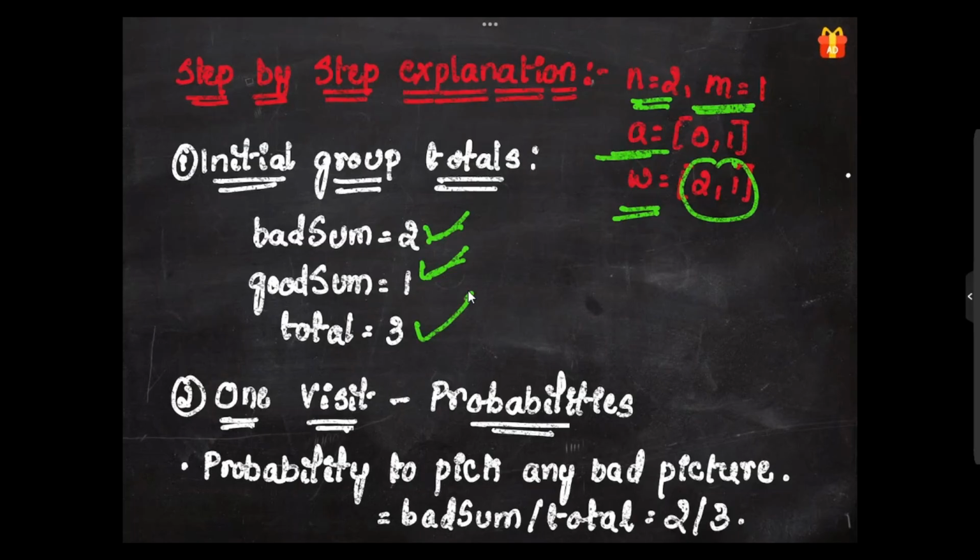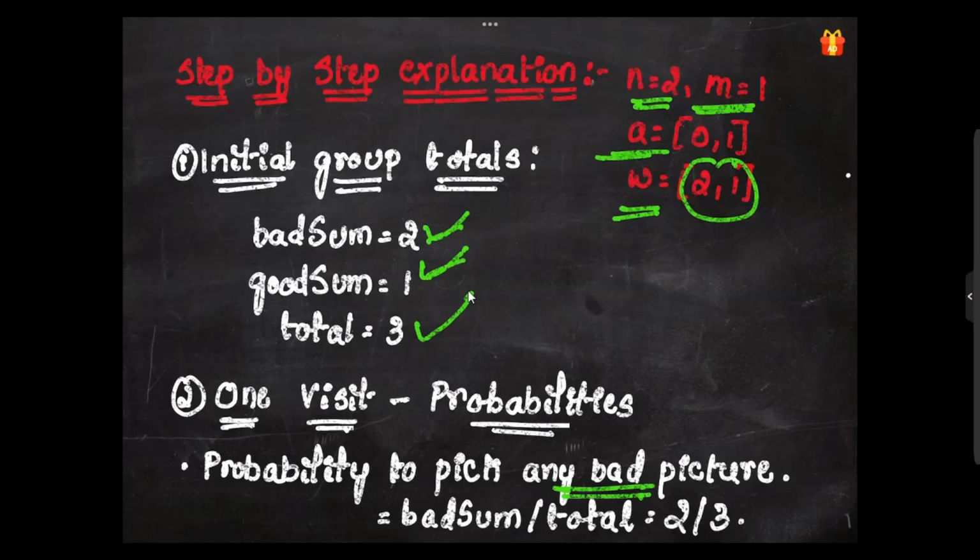So first we'll be going with the different probabilities, and first we will be going with the one visit probabilities, right? So only one visit. So one visit probability. What we will do here is, this is the probability to pick any bad picture, right? Not the good picture. We'll be going with the good picture as well, no worries. First we'll be going with the probability to pick any bad picture, right?